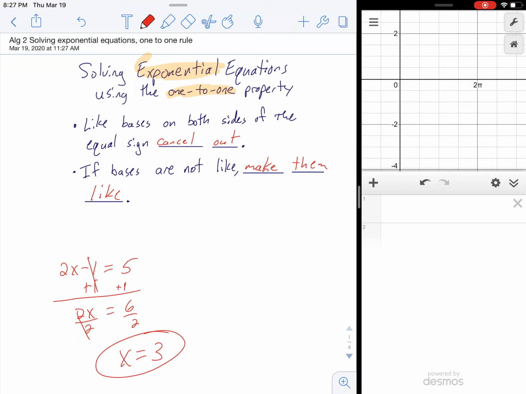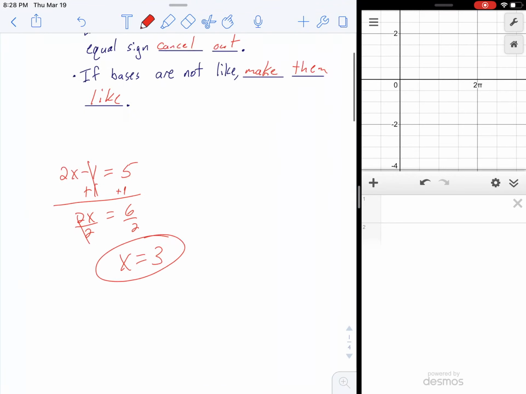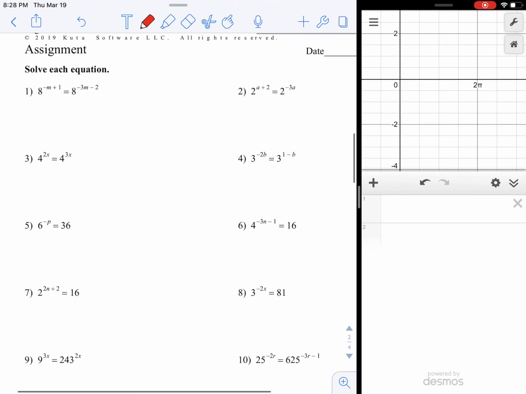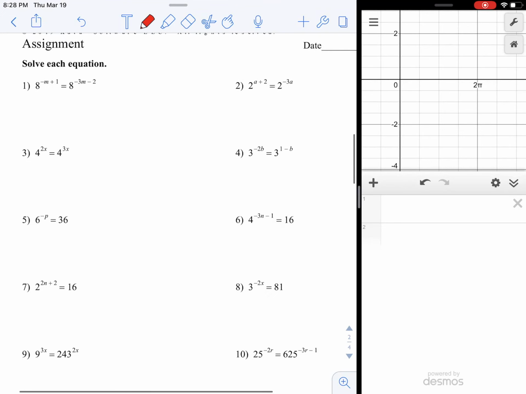The paper will be sort of in two sections. The first section will contain like bases, and you'll see how this one-to-one property works and how easy it is. The second section is going to be a little more of a challenge where we have to make bases like each other. Not make them friends like, I like you, but make them alike. So here is the paper for today. And I realized yesterday I did something foolish and I only posted notes and I didn't post an assignment. But today it'll work out the way it's supposed to.